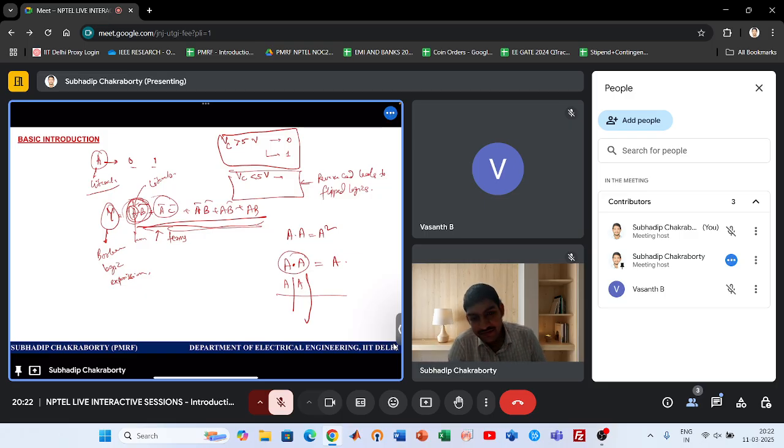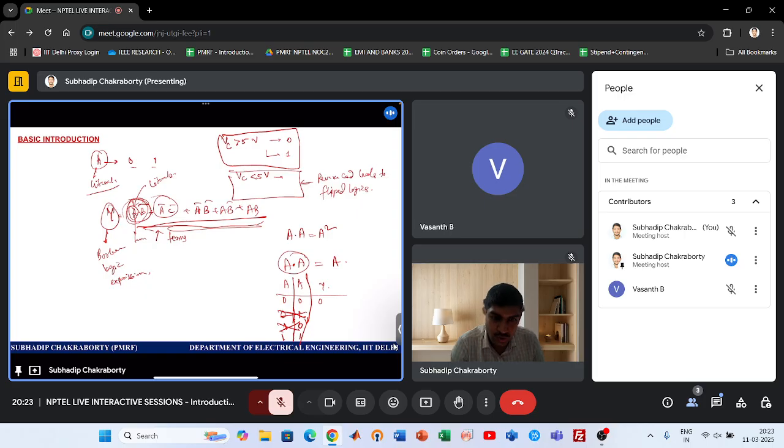So if both are not true, then the output will not be 1. If both A and A are false, then Y will be 0. But if A is 0, the other A cannot be 1, so this state is not possible. If A is 1, the other A cannot be 0. Always they will have the same nature, either 0 or 1.